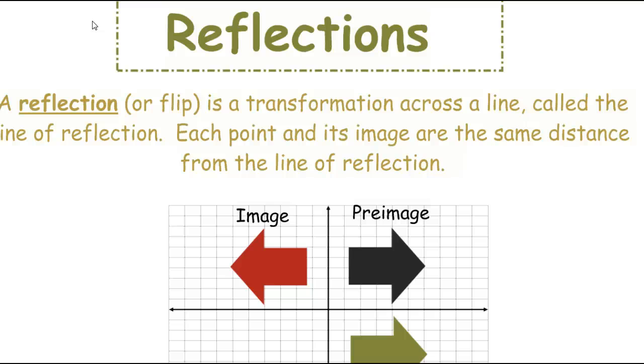A reflection is a flip across a line. We are always going to reflect across a line. Normally, it's going to be the x or the y axis, but we can also reflect over other lines as well. So did you fill it in?